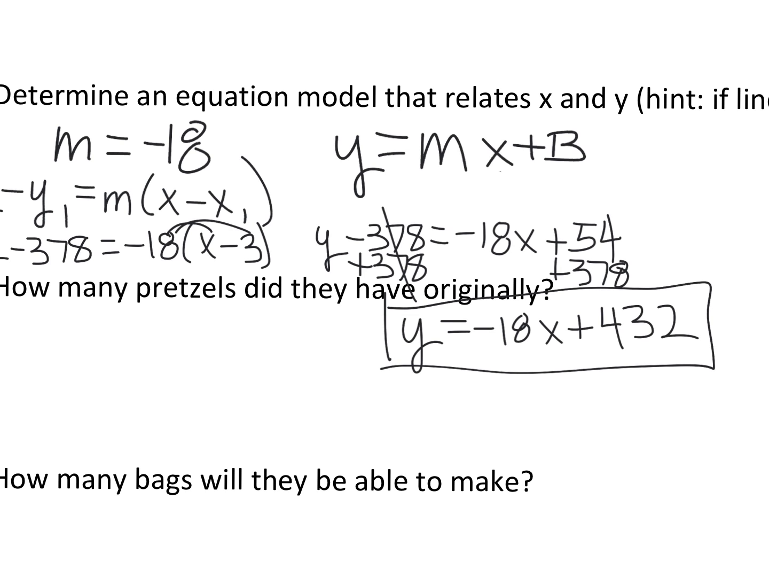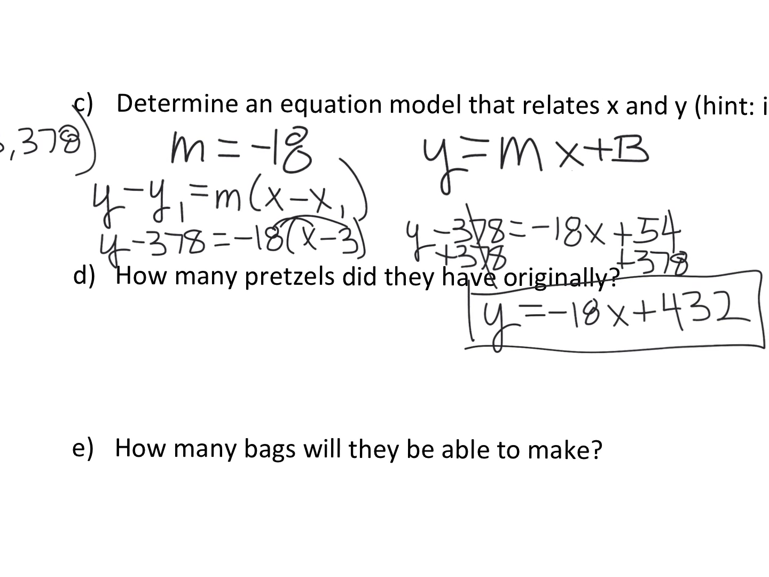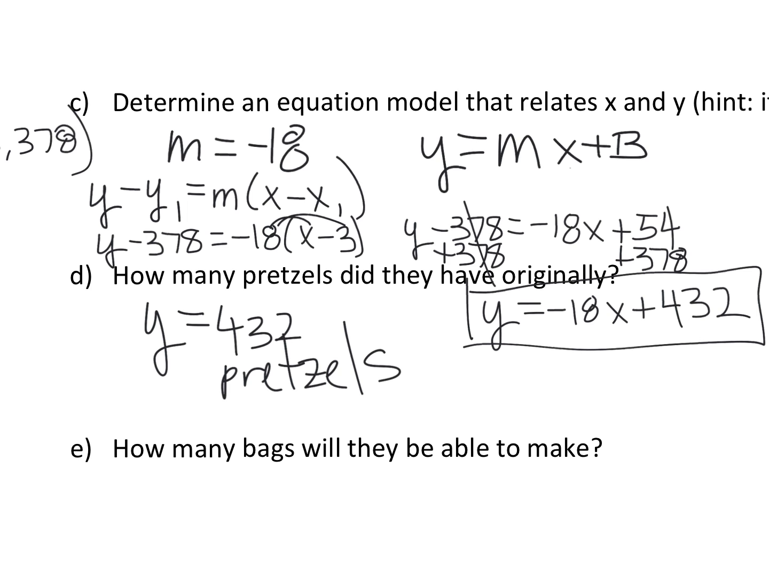We can answer any questions, make any predictions, and so on. So, first question, how many pretzels did we have originally? That means we have packed no bags. So that means we have 0 for x because x is bags, and y is pretzels remaining in the container. So if we plug 0 in for x here, we know that goes away, and that gives us 432. And that is also what our y-intercept is. So 432 pretzels was our original amount.